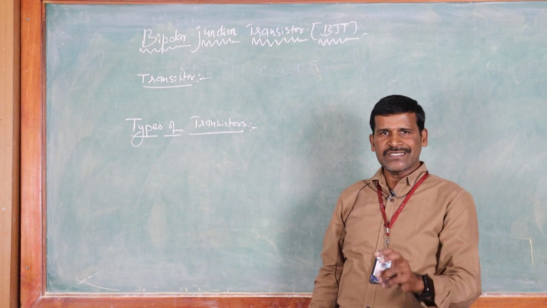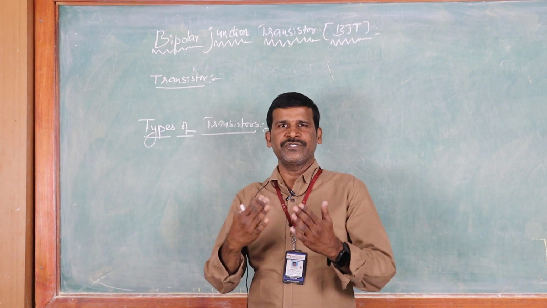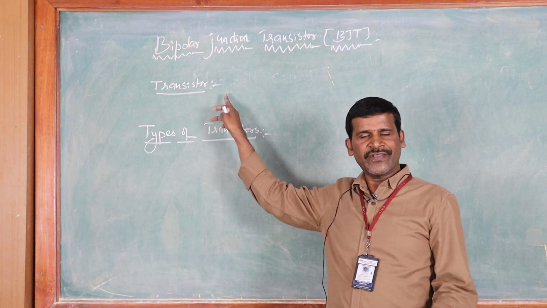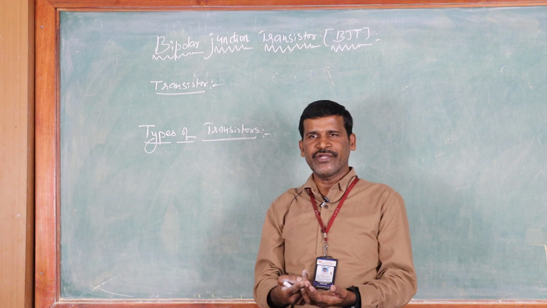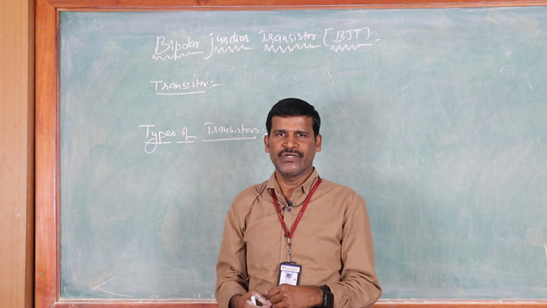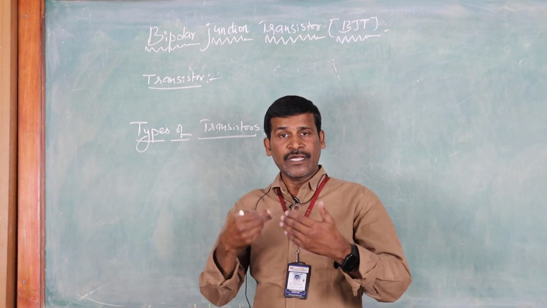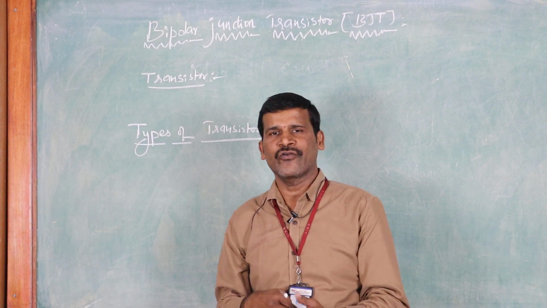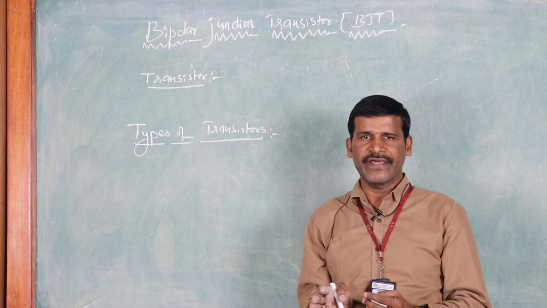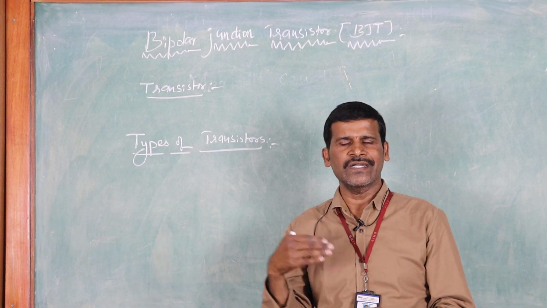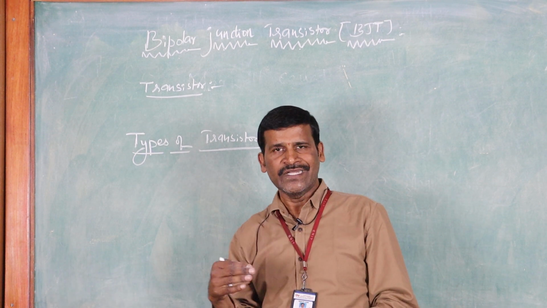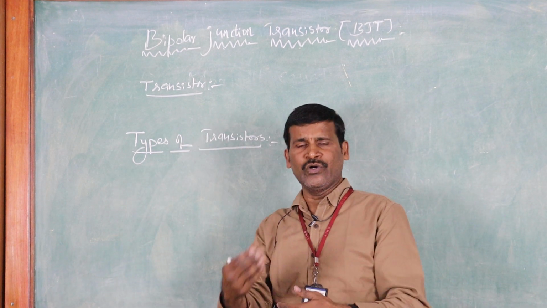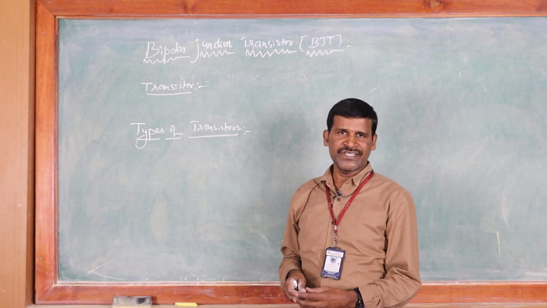A bipolar junction transistor consists of two junctions, an input junction and an output junction. Why does it require input and output junctions? For example, a PN junction diode is a unipolar junction device. It allows the flow of current in only one direction, the forward bias direction, but not in the reverse direction. Therefore, to avoid this, we need a bipolar junction transistor.